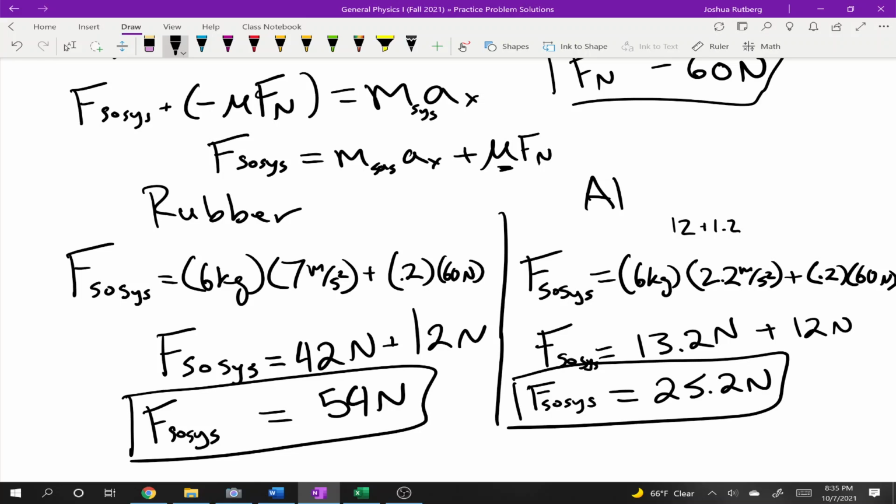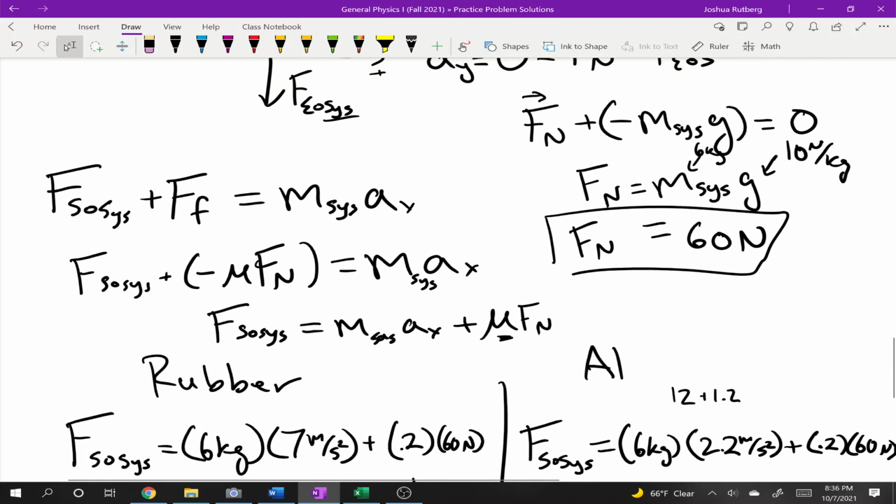So now, does that seem reasonable? These two systems have the same mass, but the one with the aluminum block needs a much lower acceleration, so it makes sense that I don't have to pull as hard on it. But there is an empirical way.